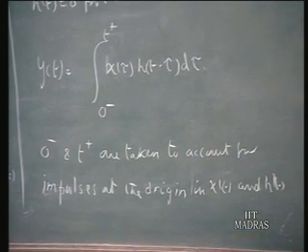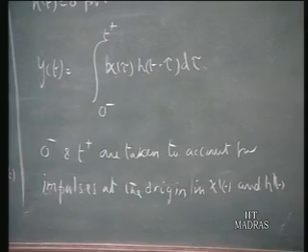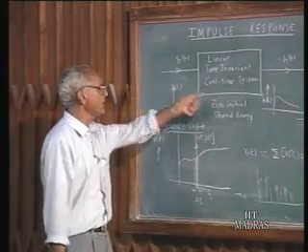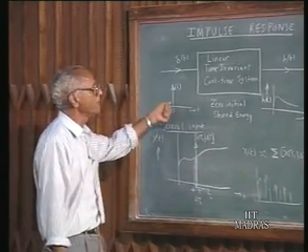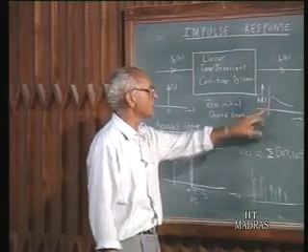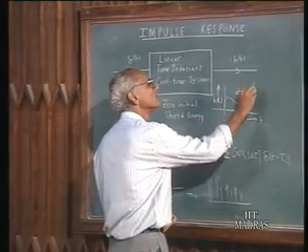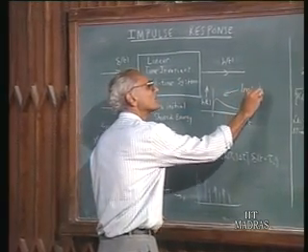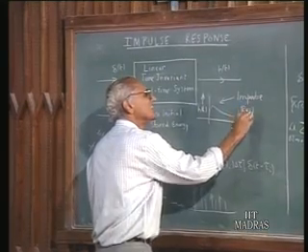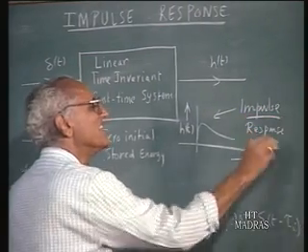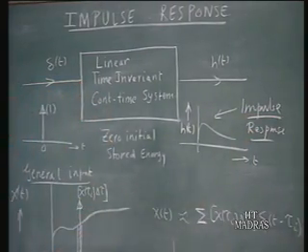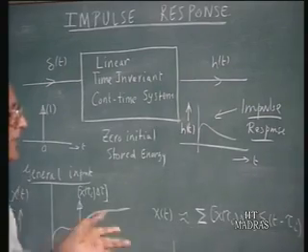So to summarize this discussion up to this point: given the response of a linear time invariant continuous system to an impulse, we describe this as h of t. h of t is called the impulse response. This gives complete information about the system to enable us to calculate the response to any input.